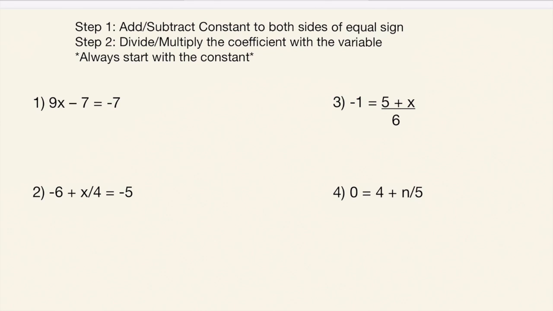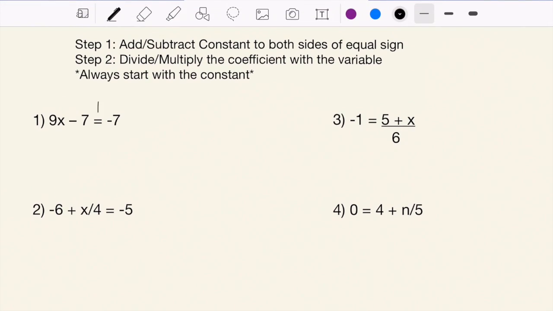So if we look at number 1, I'm going to go ahead and draw a line down that equal sign. We're going to start with the constant. And what that means is we have this -7 right here, and I'm going to deal with that part first. So I'm going to go ahead and add 7 to both sides of the equal sign. That gives me 9x equals 0. So then I'm going to do the division multiply on this one. So 9x, since they're right next to each other, that means multiply. So I'm going to divide both sides by 9. I'm left with x equals 0.